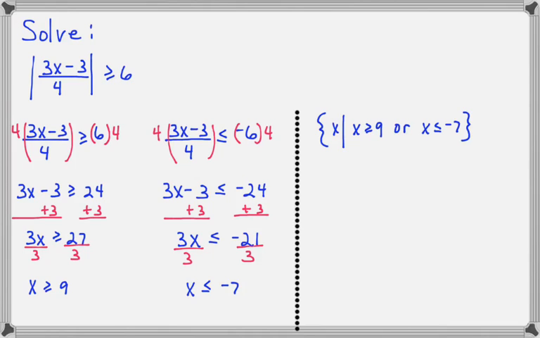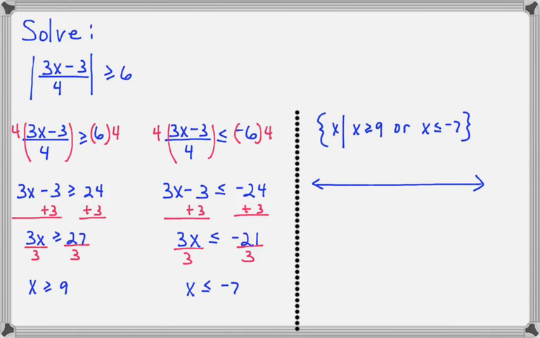And that's why you cannot write this in compound inequality form, because if you write it in compound form, you're saying that x has to do both. You can find numbers that are greater than 9. You can find numbers that are less than negative 7. But you can't find a number that does both.